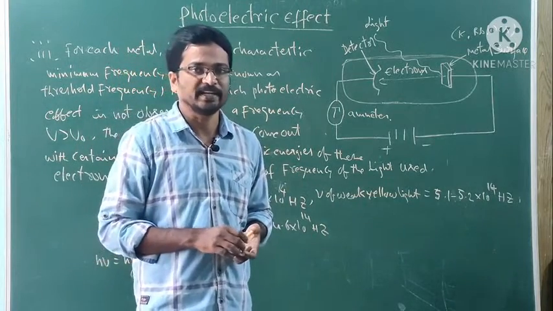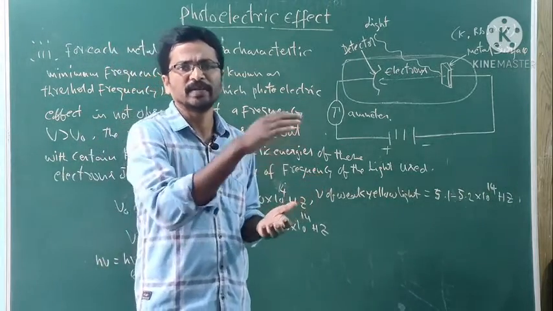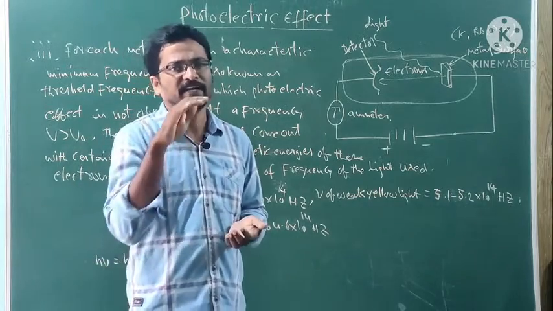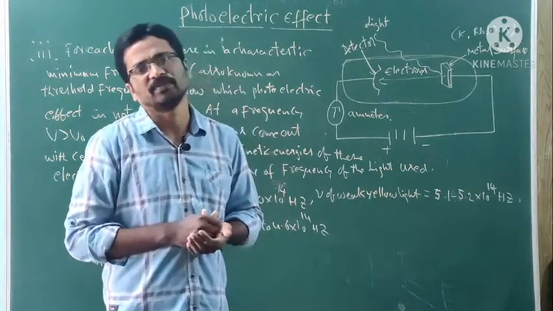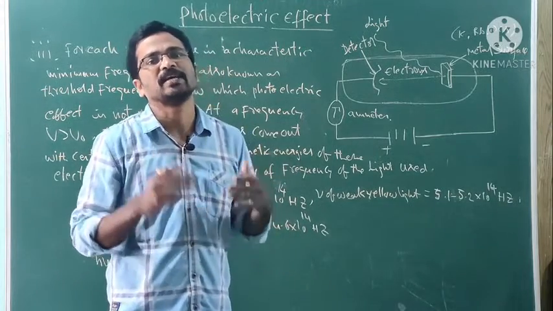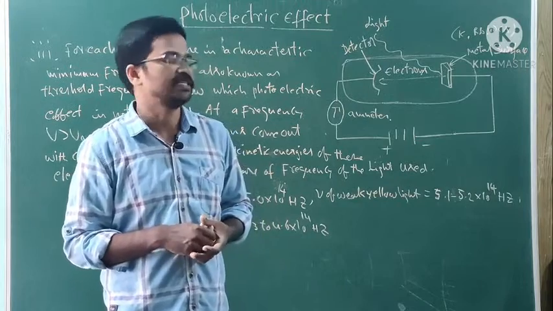The dual character of the electromagnetic radiation says that whenever electromagnetic radiation moves freely, it has a wave nature. Whenever it strikes the metal surface, it behaves as a particle. Okay, these are the two simple points you can understand.